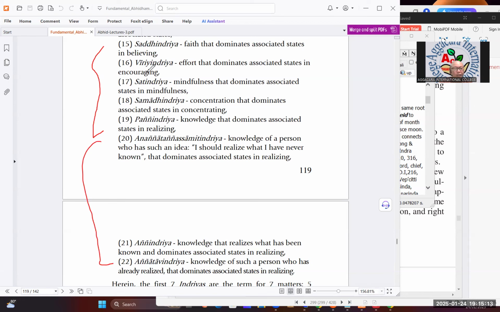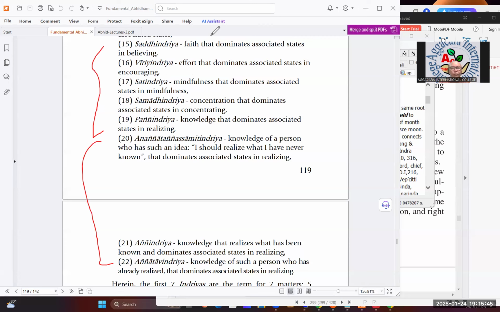So Sada, Viriya, Sati, Samadhi, Panya. So faith, effort, mindfulness, concentration, and knowledge. So dominates associate states. Associate states means other cetasika in believing. So this is encouraging Viriya. Sati is in mindfulness. Samadhi is in concentration. Panya is in realization. So dominates other cetasikas in such and such function.